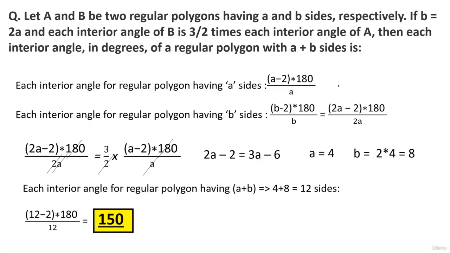Now what does the question ask? Each interior angle for regular polygon having A plus B sides. How much will A plus B be now, guys? 4 plus 8 will be 12. So in the same formula, n minus 2 into 180 divided by n, we substitute n equals 12, and you have your answer as each interior angle as 150 degrees. This was CAT 2019. The same question came 2 years ago.